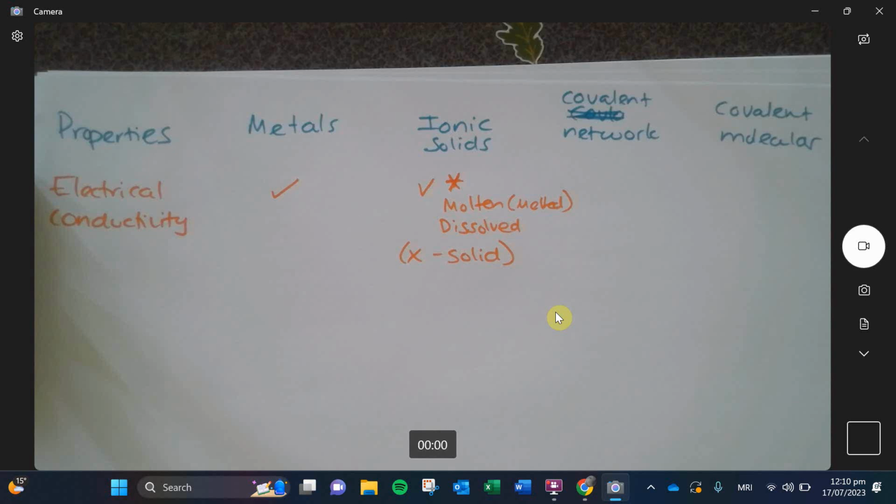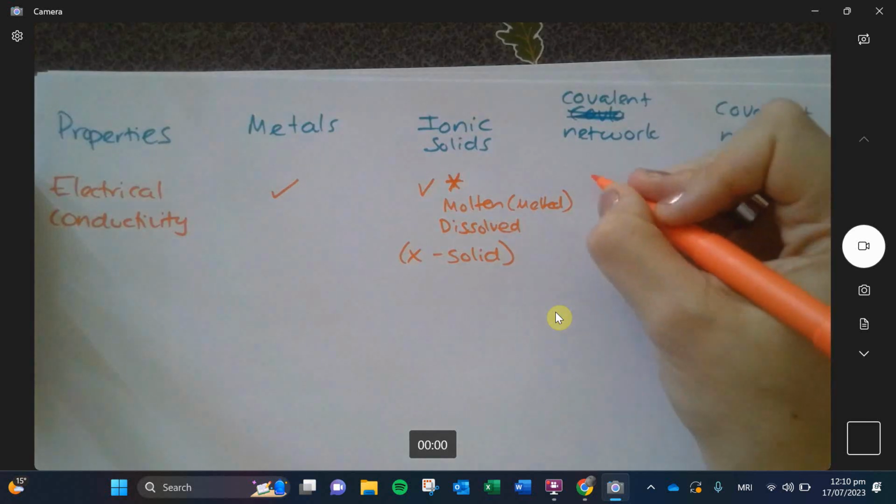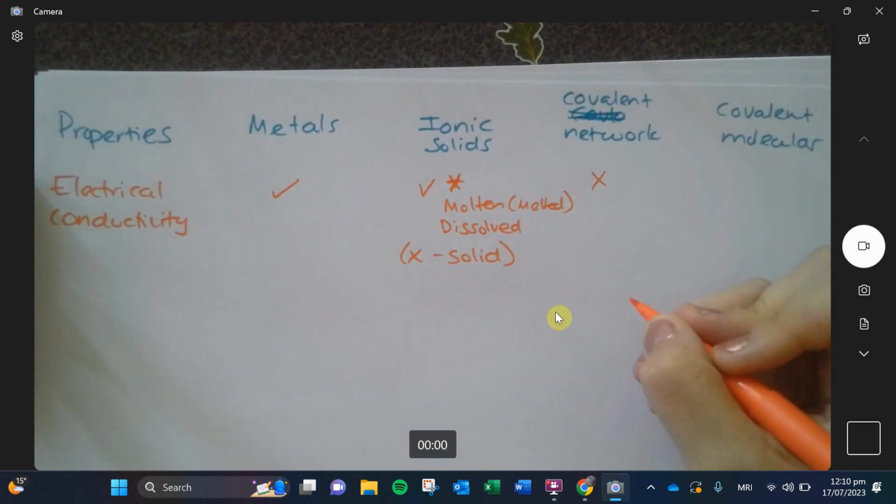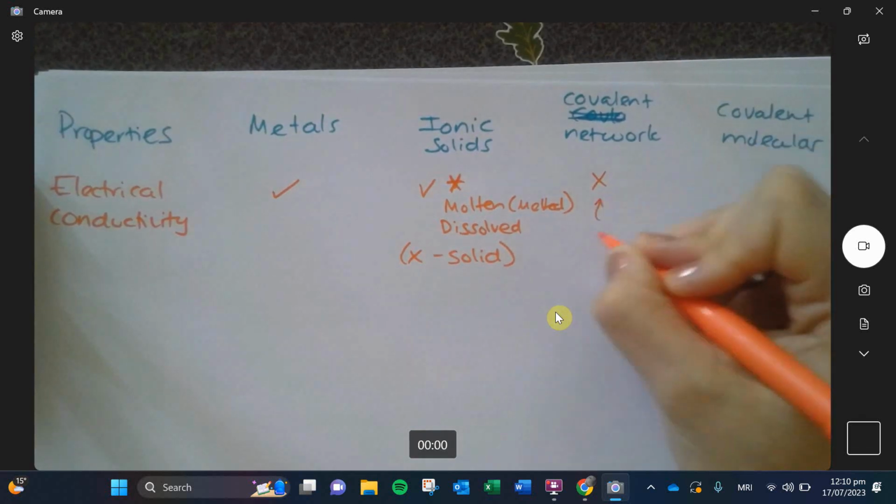All right, covalent network, yes or no? No, mostly. With the exception of what? Do you guys remember which one was the exception? Graphite.